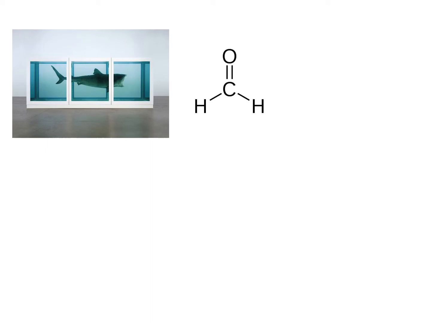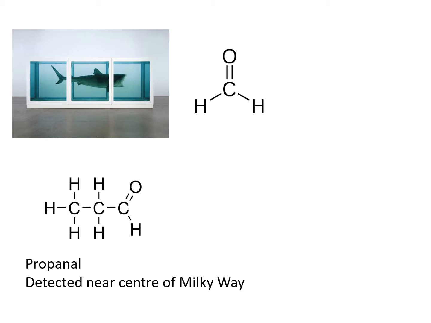Examples of aldehydes and ketones, well, we have an example here of methanal. So methanal is otherwise known as formaldehyde, which is used as a preservative, and we've got a work about there by the artist Damien Hirst, where he preserved a shark in a tank using formaldehyde. Propanal has been detected near the center of the Milky Way, which I think is really cool, the fact that you can detect individual chemicals millions and millions of miles away.